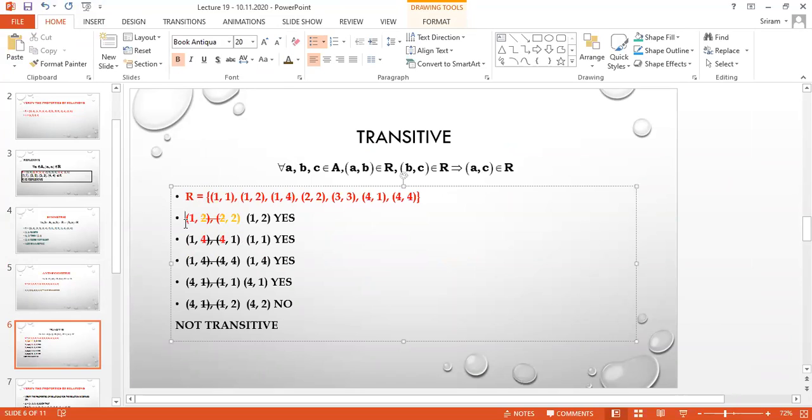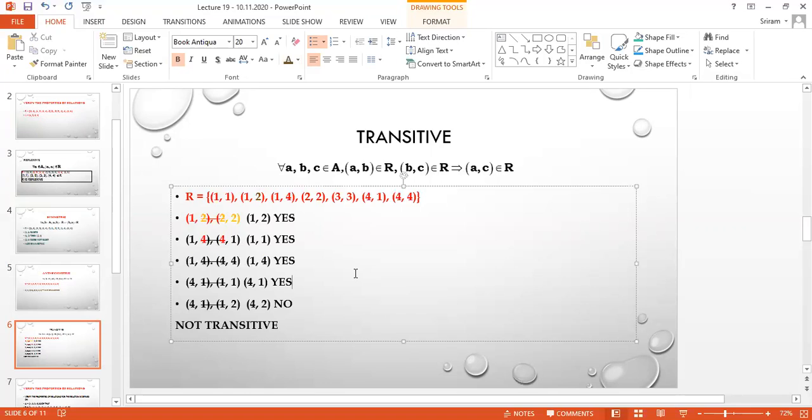The next one is called transitive. The meaning of transitive: you can forget about the same terms, 1, 1, 2, 2, 3, 3, 4, 4, because these same numbers will get repeated. I am going to check the other numbers. When I take 1, comma 2, I am going to take all the pairs starting from the second number.